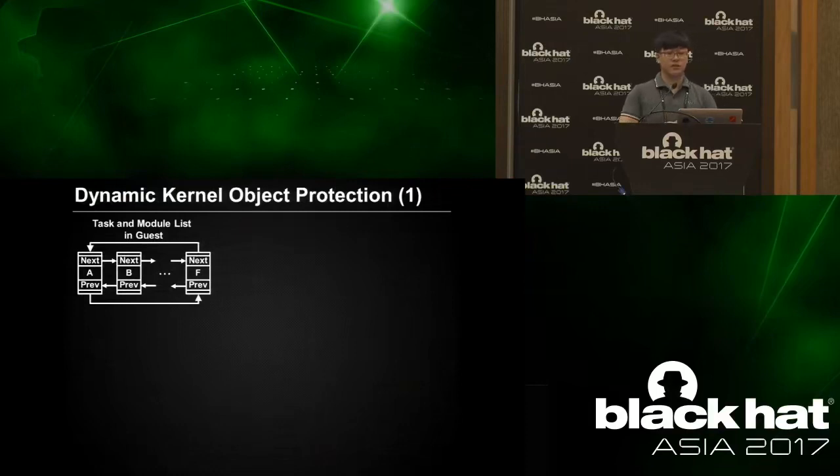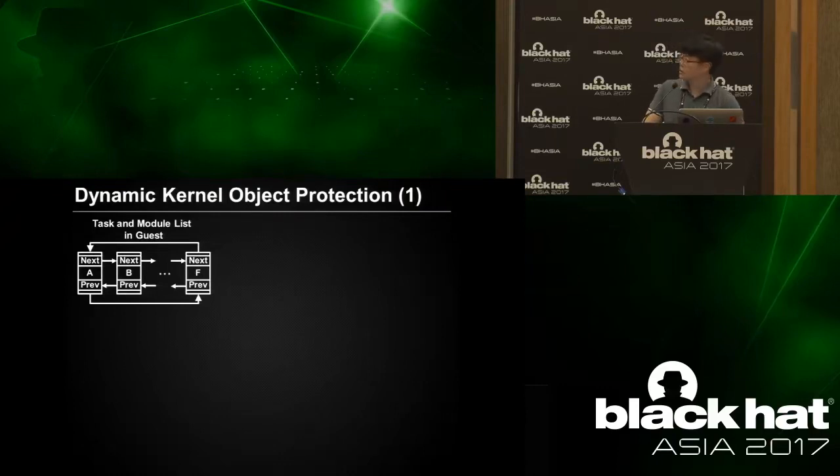Dynamic kernel objects are mutable. Therefore, Shadowbox cannot use memory protection technique. Instead of it, Shadowbox monitors dynamic kernel objects and checks them periodically. Process and module list are typical dynamic kernel objects, and rootkits modify the list to hide themselves.